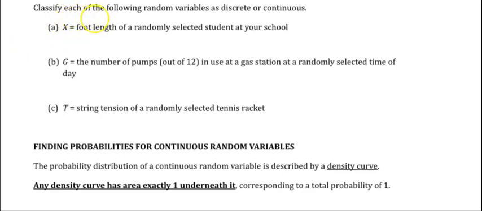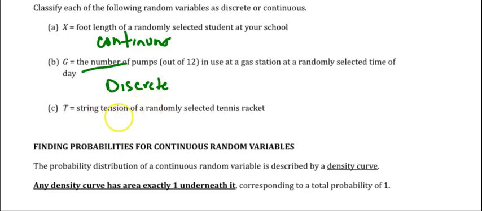So if we're talking about the length, foot length, that's something we measure. So that's continuous. The number of, so that's going to make it discrete. Tension, that again is something we measure, so that's going to be continuous. Okay, so count, discrete, measure, continuous.